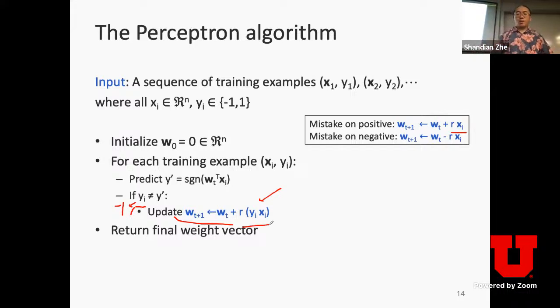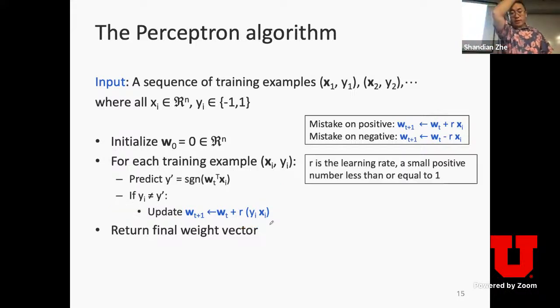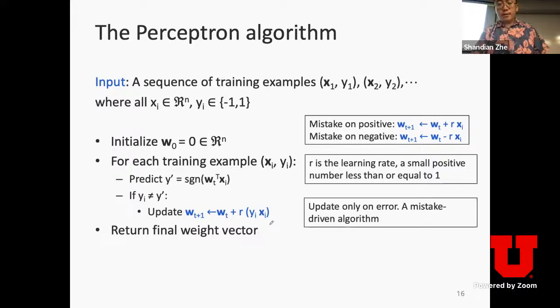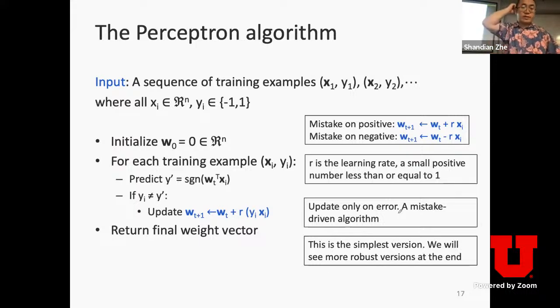So now let's see why doing this can help us and improve our model. Here r is a learning rate again, a small positive number less than or equal to 1. And the second thing, from this algorithm framework, I want to emphasize the model is only updated on error. Only when your prediction doesn't match the ground truth label are you going to update the model. Otherwise, you don't update the model at all. So this is a mistake-driven algorithm, or lazy algorithm. Of course, this is the simplest version, and we'll see more robust versions at the end of our discussion.